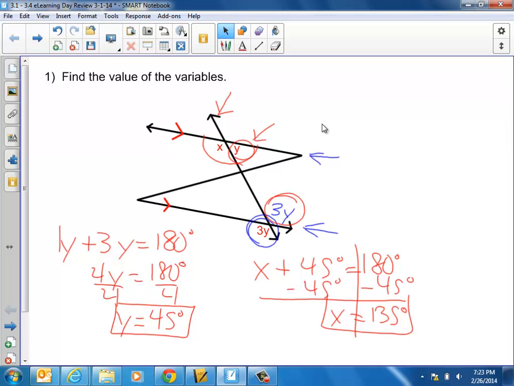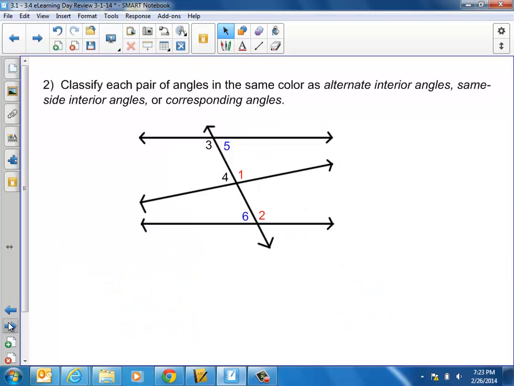Not too bad. All right, second problem here. Classify each pair of angles in the same color as alternate interior, same side interior, or corresponding angles. All right. Now the color on the smartboard is not showing up real well here. Hopefully you guys can see this okay on the video. We've got 2 black angles right here.